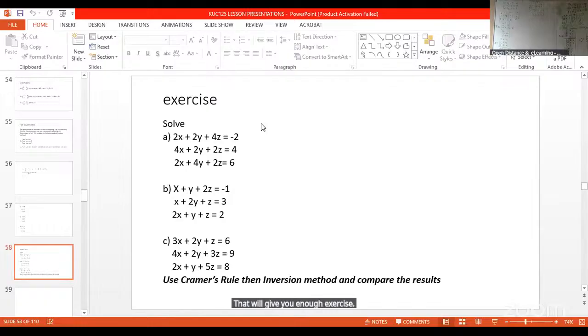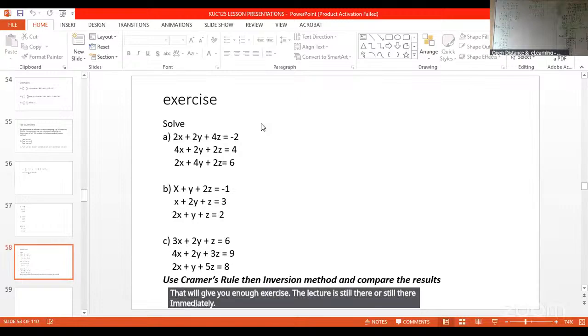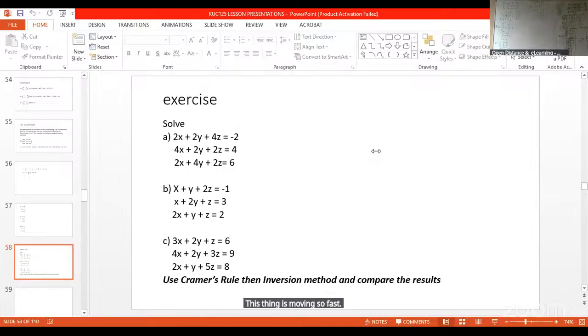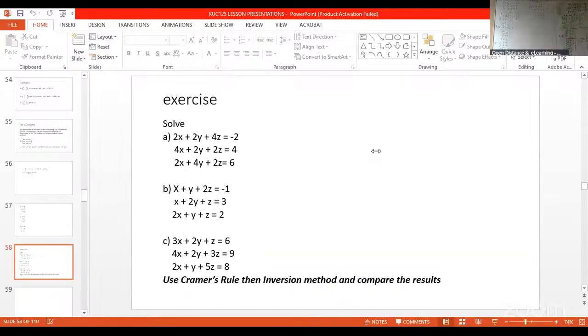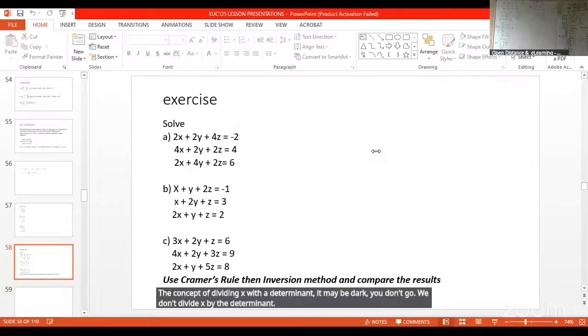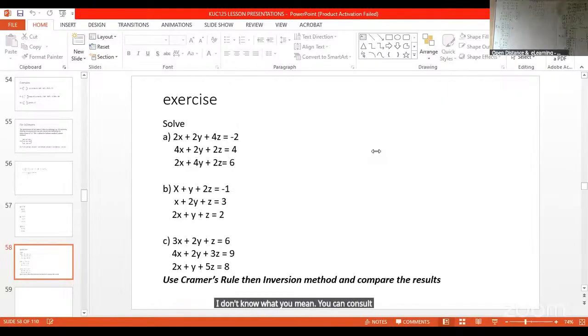The lectures still there or finished today, I don't know. Where can you find me? My office number is ABB 214. This thing is moving so fast. So you get me in ABB 214, I'm going to that office right away. The concept of dividing X with the determinant, it passed me a bit. We don't divide X by the determinant. I don't know what you mean. You can consult me or consult your friends.